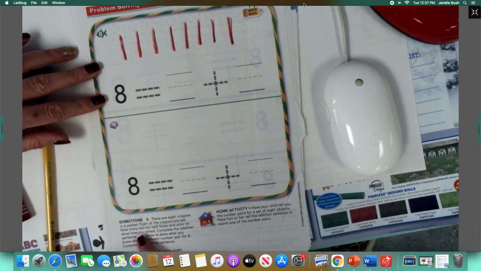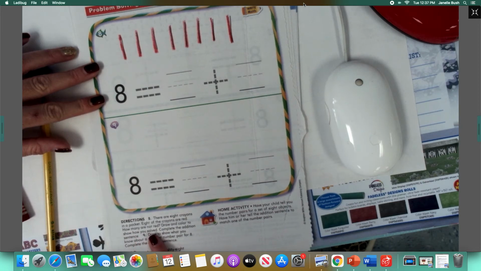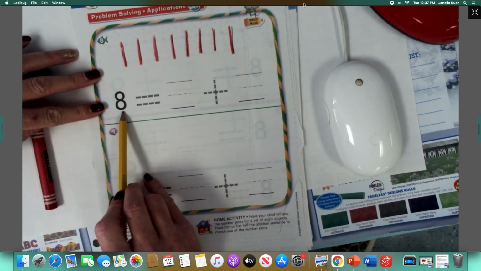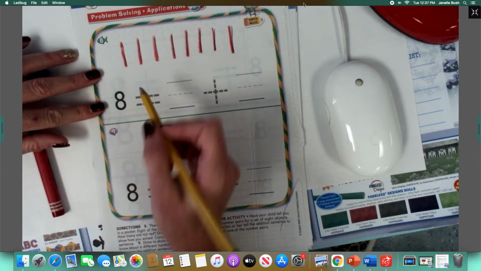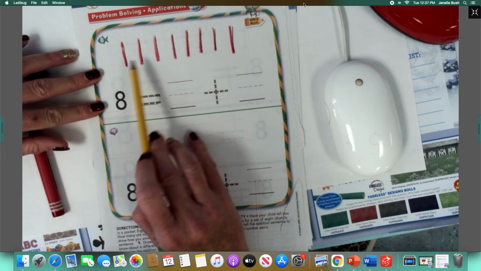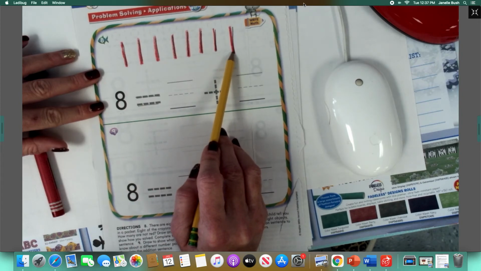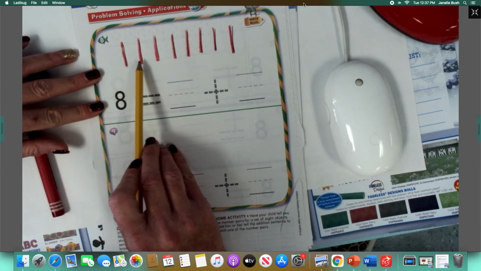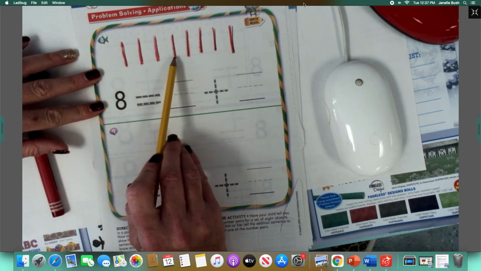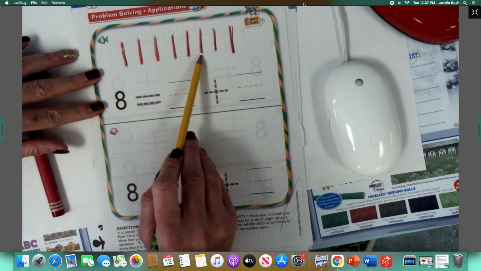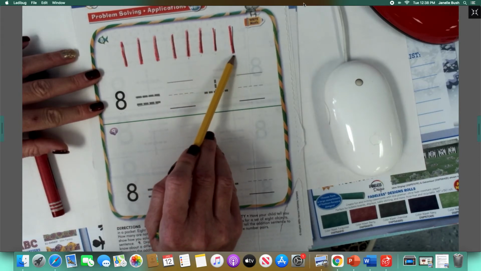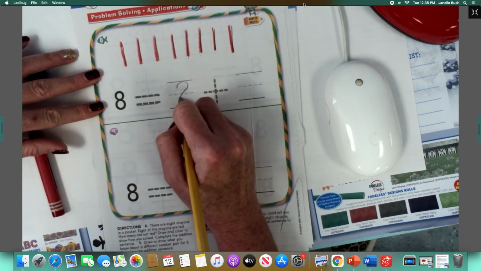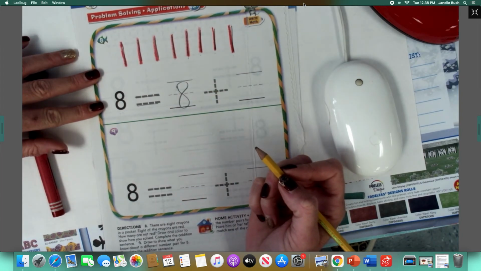Okay, so it says draw in color to show how you solved and complete the addition sentence. So we have 8 crayons. That's where that number 8 comes from. You're going to trace your equal. Now let's count the number of red crayons. That's going to be our first number in our box. Ready? 1, 2, 3, 4, 5, 6, 7, 8. So all 8 of the crayons were red. So you're going to write the number 8 in the first blank.